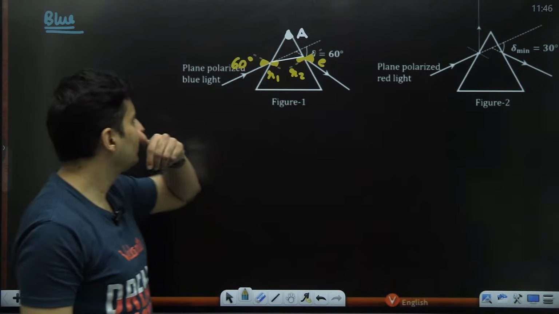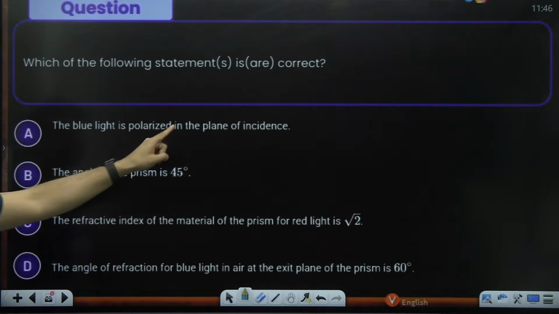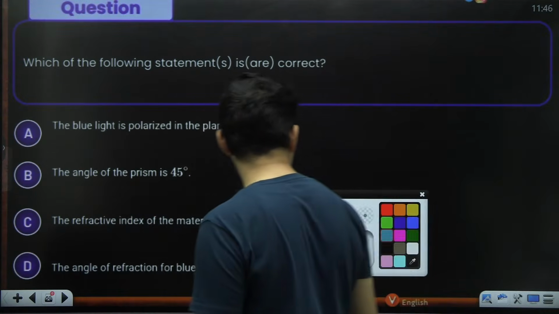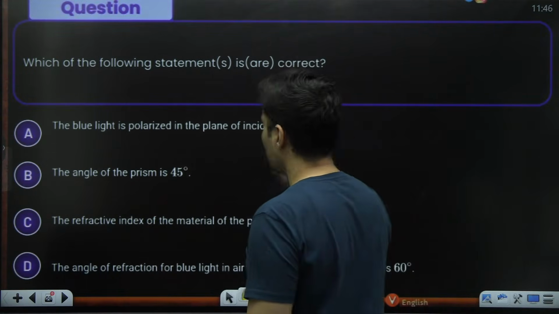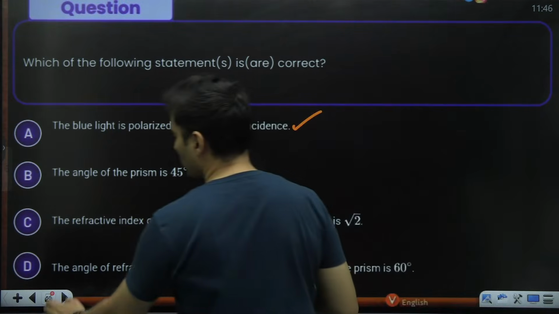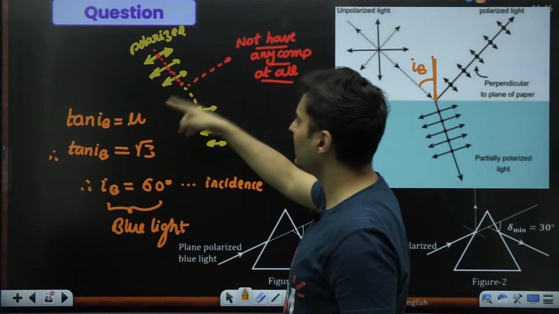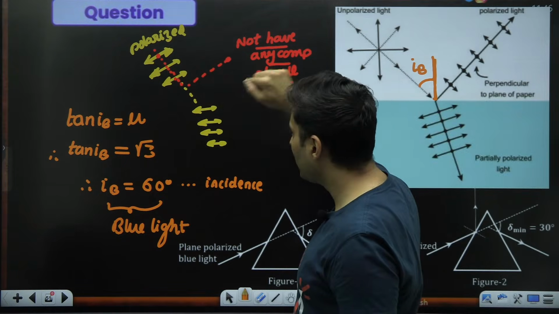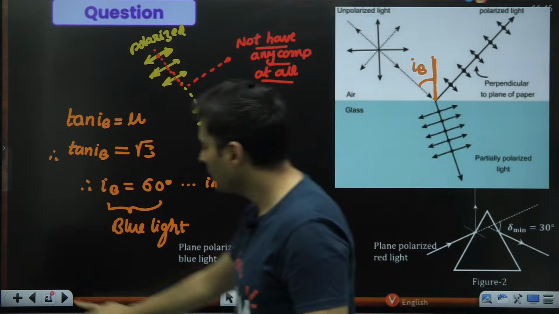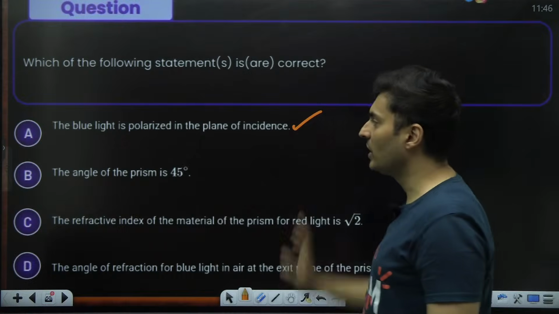If you look over here, what is the question and what are the options? The blue light is polarized in the plane of incidence. First option, 100% correct. Yeah, this option is 100% correct. And how did I get this particular option? From the Brewster's law. The blue light is polarized in the plane of the figure. Perpendicular components are absent. That is why nothing is getting reflected. Yeah, blue light is polarized in the plane of incidence.